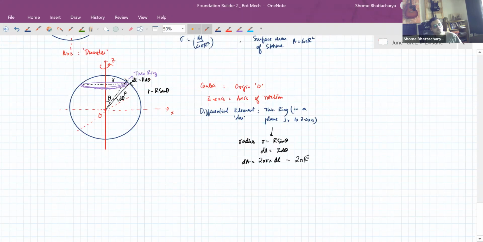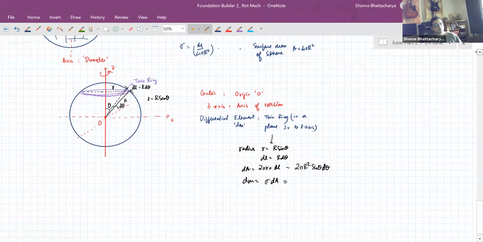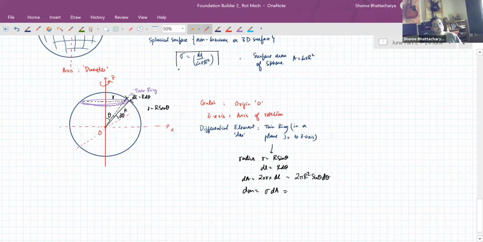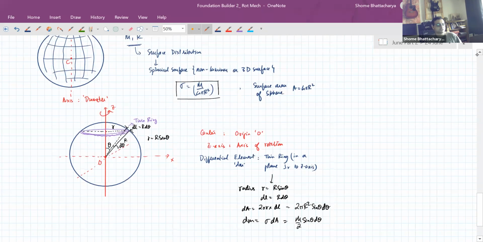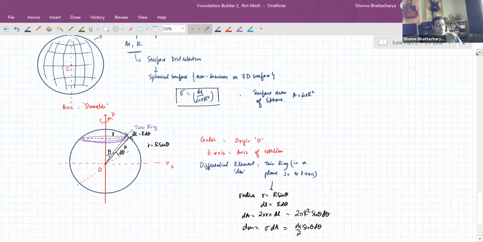That becomes 2 pi r square sine theta d theta. So its mass, sigma dA, now substitute sigma from above, this value of sigma that we've written earlier. So it will become capital M by 2 into sine theta d theta. So that is the mass of the disk. So just write down up to here first, then we'll proceed with the moment of inertia.